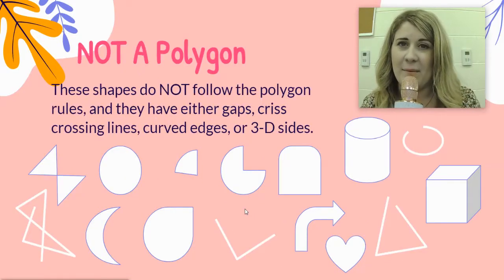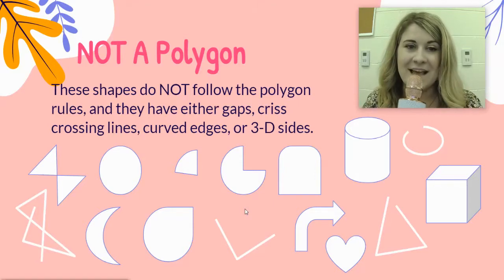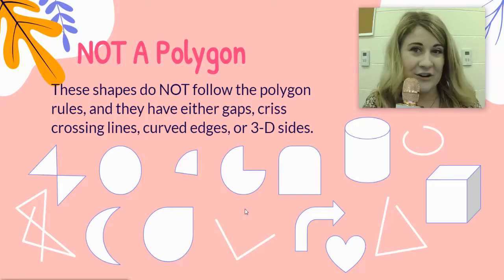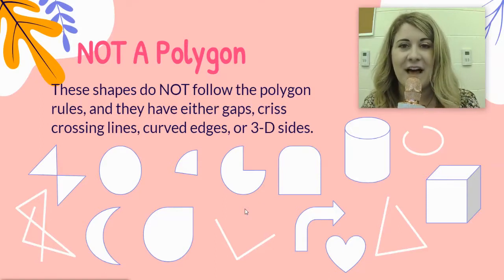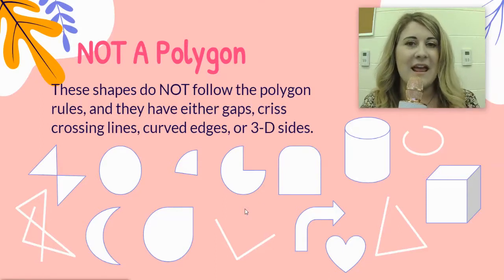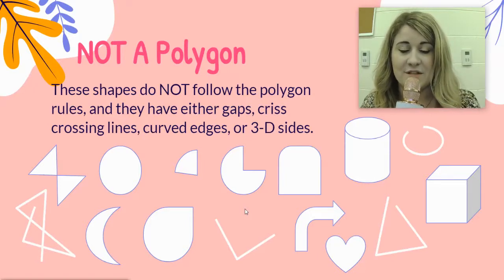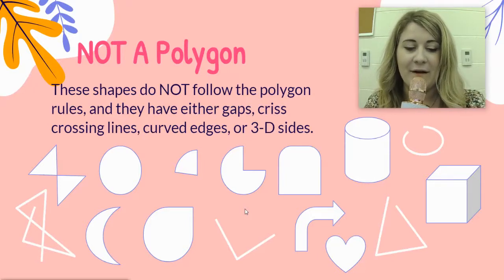Next, we have some shapes that are not polygons. If you look carefully at these, a lot of these shapes have curves, which means that they're not polygons. They have openings, which means they're not polygons, or they're 3D, which means they are not polygons, or they crisscross, which means they are not polygons. They are not flat, they are not closed, they are not straight lines only. They have curves. So all of these shapes here are not polygons.